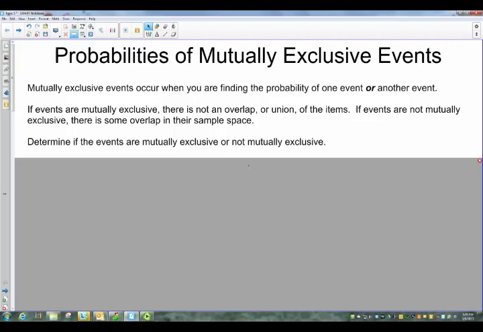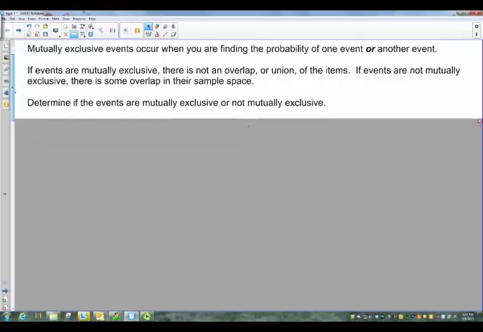Now, I'm going to go through some examples to make this make a little more sense. But the big question you just have to ask yourself is, do these two items, whatever they happen to be, have anything in common that overlaps? Okay, so here's what we're going to be looking at. It says determine if the events are mutually exclusive or not. So here's the first one.